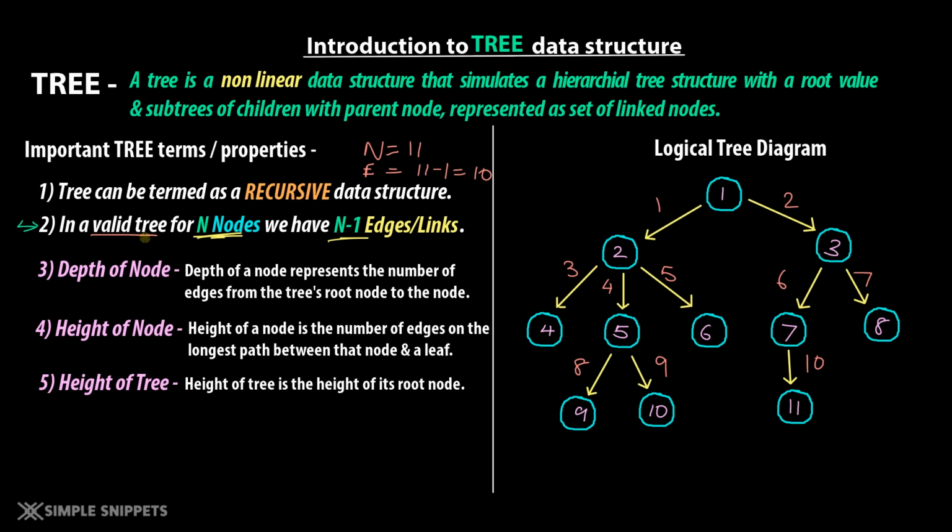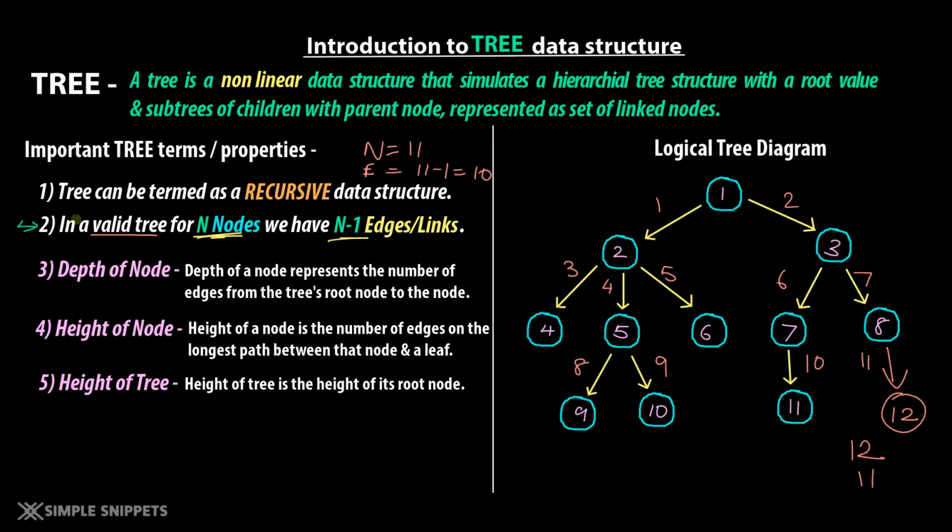When I say valid tree, it means that it is a proper tree data structure and not something other than a tree data structure. This property only applies to a valid tree data structure. If you simply add one more edge and one more node, let's say this is node 12, this would be edge number 11 and the node count will become 12. So the number of nodes again becomes 12 and edges become 11. Again the same property is followed.